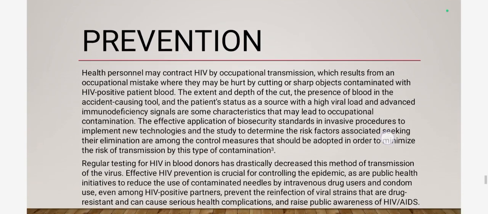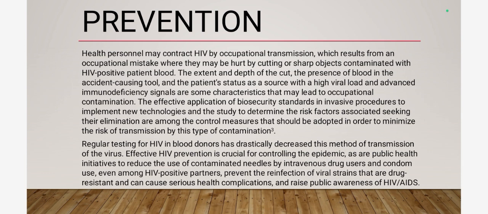Health personnel may contract HIV by occupational transmission, which results from an occupational mistake where they may be hurt by cutting or sharp objects contaminated with HIV-positive patient blood. The extent and depth of the cut, as well as the presence of blood on the accident-causing tool and the patient's status as a source with a high viral load and advanced immunodeficiency signals, are some characteristics that may lead to occupational contamination.